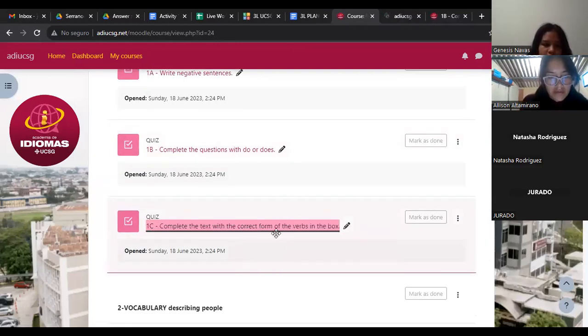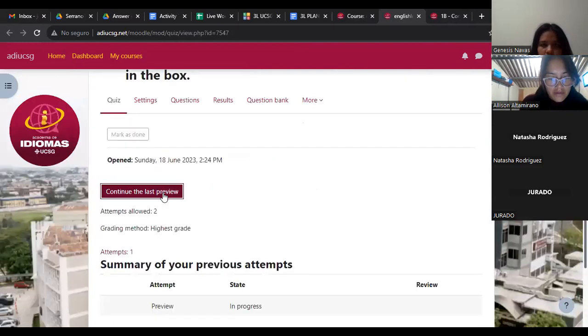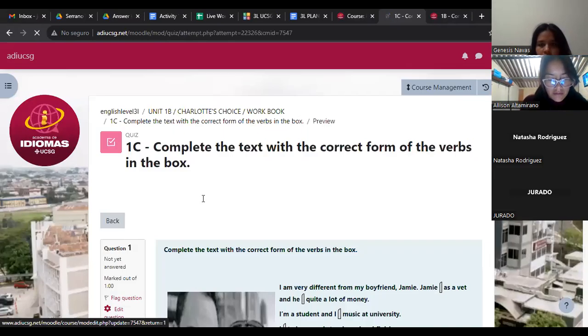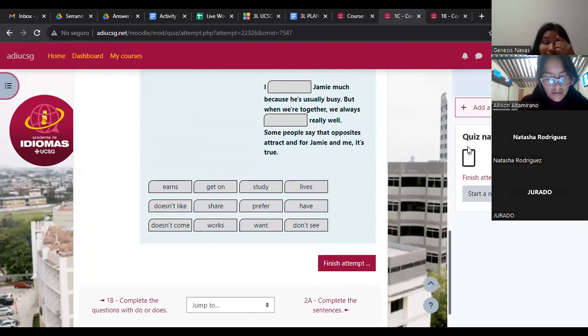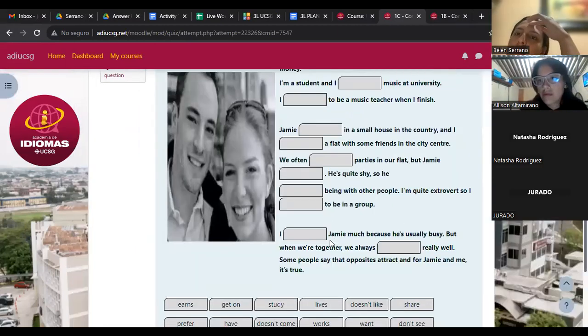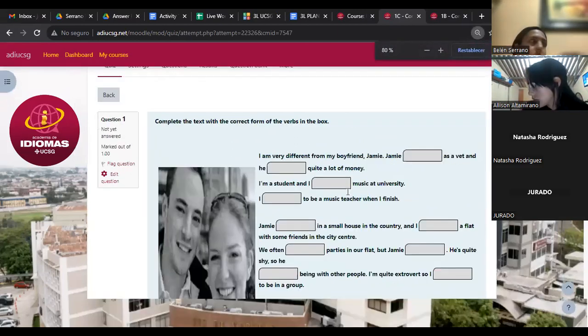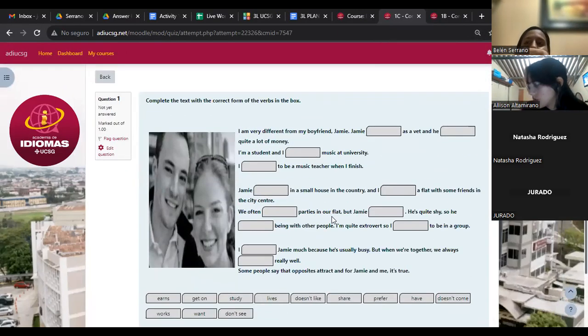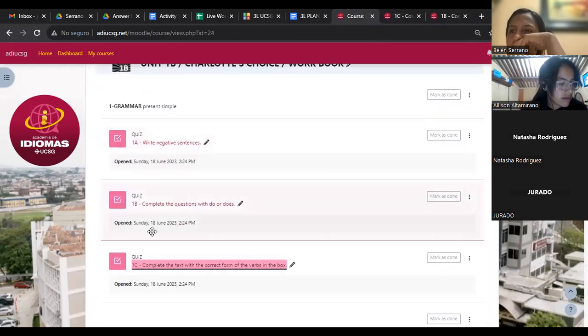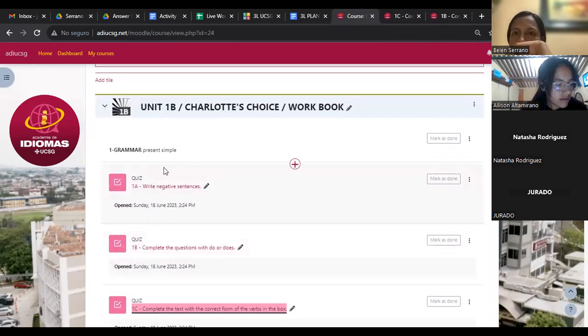Now, this is the last activity that we're gonna be doing on Moodle today. For this part, we have to choose the correct verb and move it to the correct place, okay? We have some blank spaces. We need to read and then move to the correct place. This is Unit 1B Workbook, Activity 1C from the Grammar section.